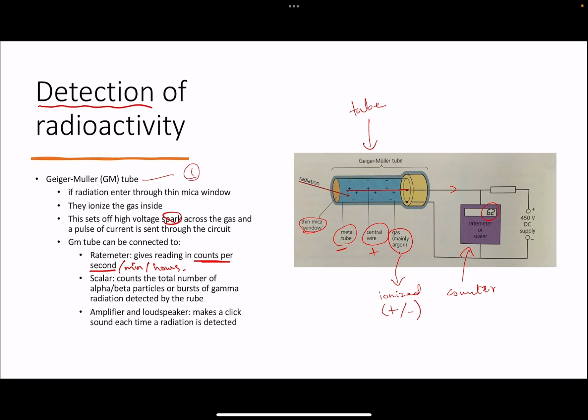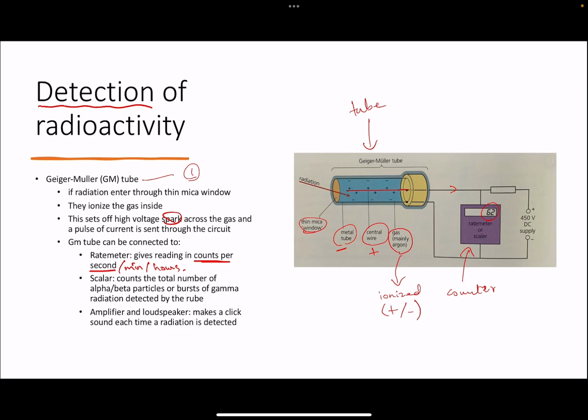It's only telling you the alpha particles that it has caught, or the beta particles that have been caught, or the burst of gamma radiations that have been detected by the GM tube. So the bigger the number, obviously, the more the amount of radiation. So if you have a big number on the rate meter, that means there is a large amount of radiation in the room, and if you have a small number, that means there's less amount of radiation in the room.